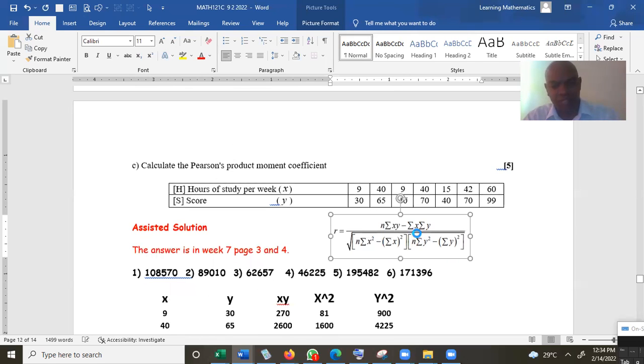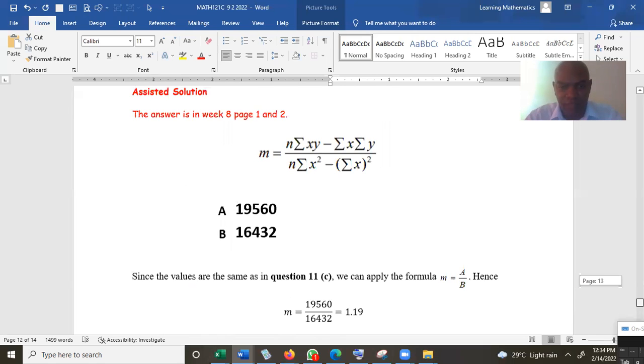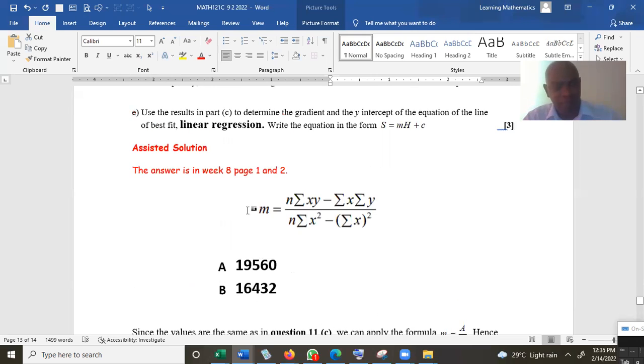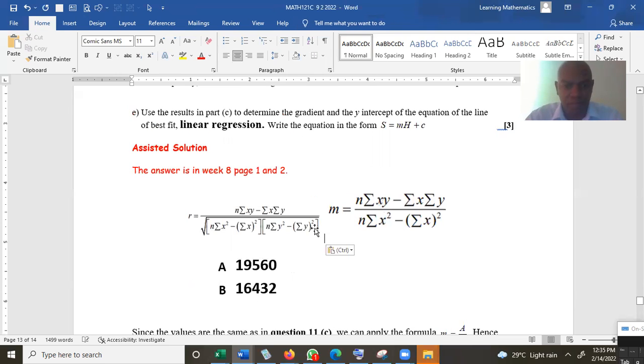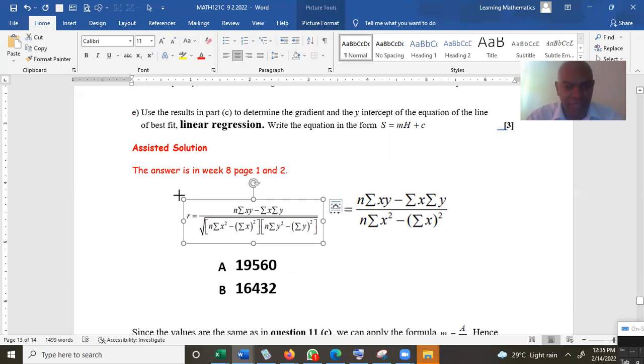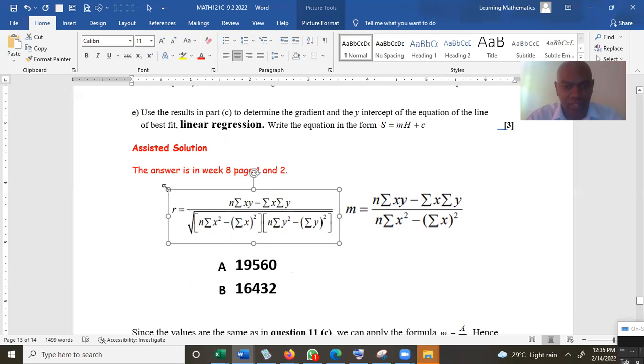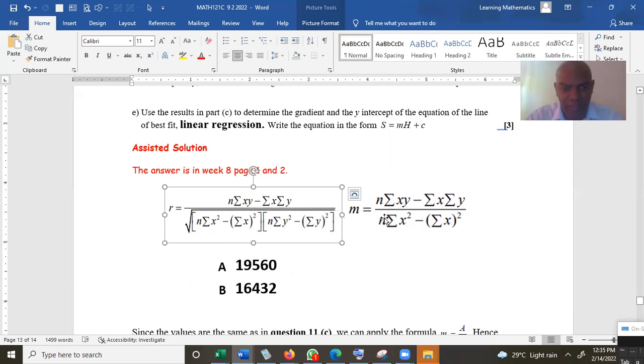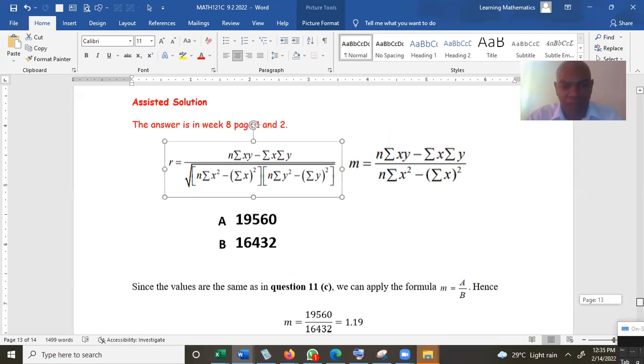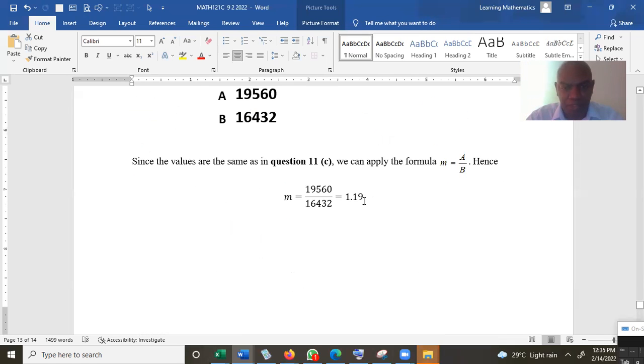If you put them side by side, you can see that it was derived from the correlation formula. They have identical numerators, and this part is identical too. So you just need A and B from your previous calculation to calculate M. After you have calculated M, here it is. We calculated M.